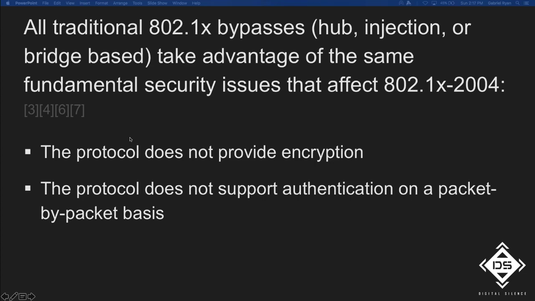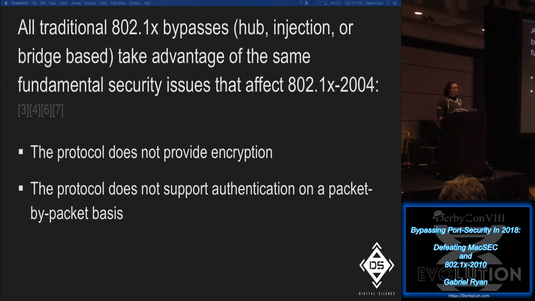So the reason why all these attacks work that we just described, the hub-based one, the injection-based one, the bridges, all of it, they all take advantage of the same fundamental security issues that affect 802.1x 2004. And the first one of these is that the protocol does not provide encryption, right? It's not an encryption protocol. The other issue is that it does not perform authentication on a packet-by-packet basis, which kind of opens the door for all this nasty stuff.